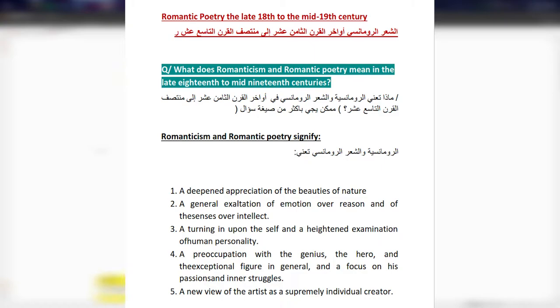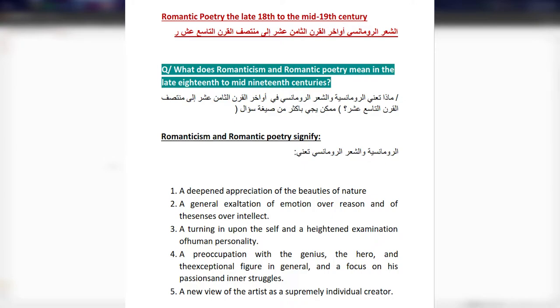What it signifies. A deepened appreciation of the beauties of nature, number one. Number two, a general exaltation of emotion over reason, and of the senses over intellect. Then number three, a turning in upon the self. What is this, a turning in upon the self? And a heightened examination of what? Of human personality.